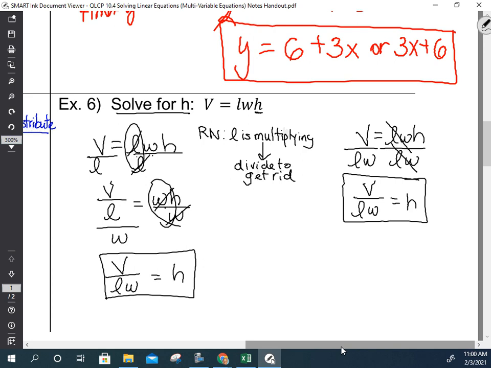So, does it matter which way you do it? No. If it made more sense for you to divide it twice, divide it twice. If it's easier for you to divide it one time, divide it one time. Again, you know yourself better than anybody else. Question on example 6 before we take 2 minutes.